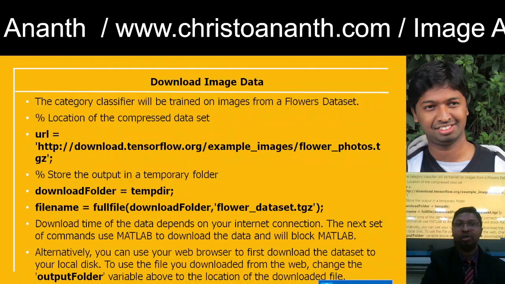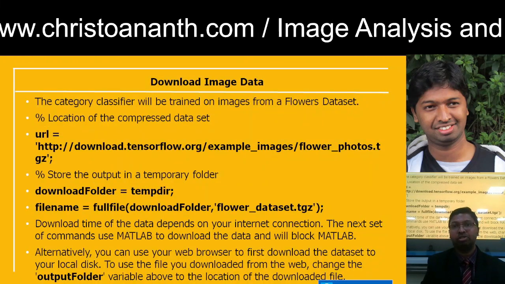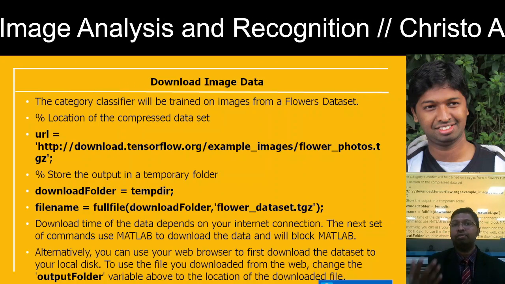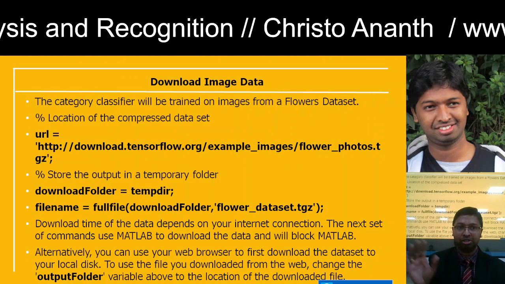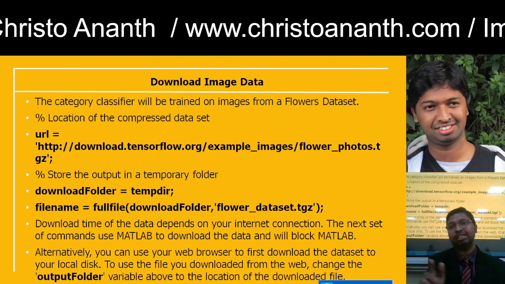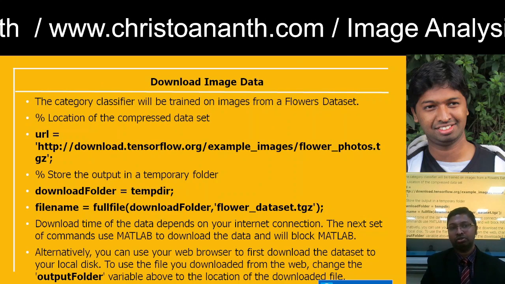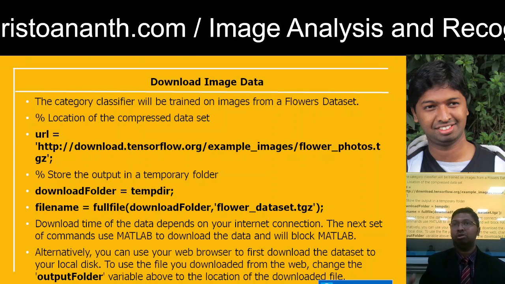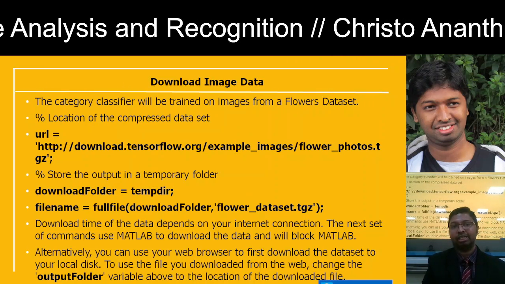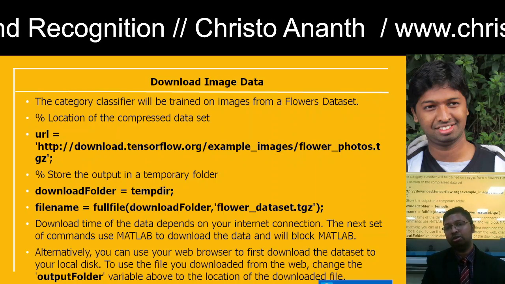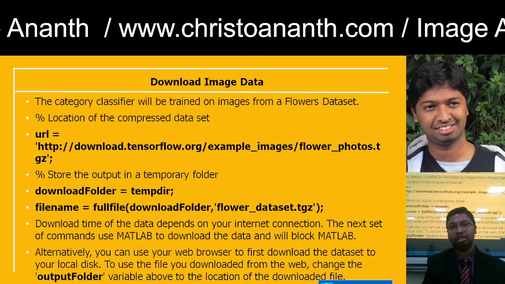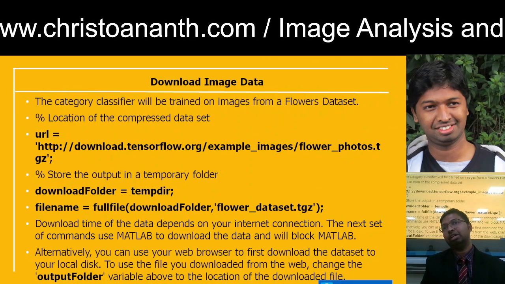Next, you have to download this image data. You are going to train on the images from a dataset, and you are going to find the location of the compressed dataset. The URL is download.tensorflow.org/example_images/flower_photos.tgz. Then you are going to store the output in a temporary folder: download folder is equal to temporary directory, and the file name is fullfile download folder flower_dataset.tgz. So you have to download this data, and that depends on your internet connection.